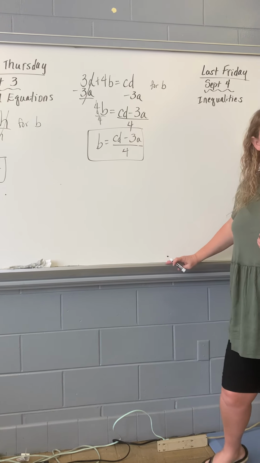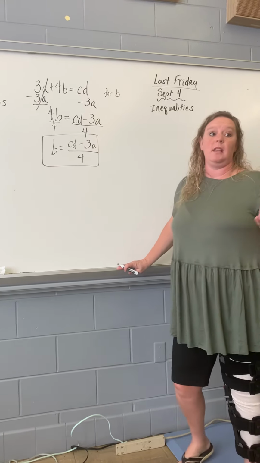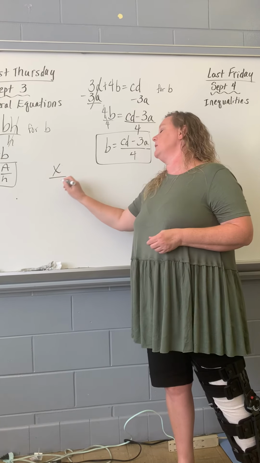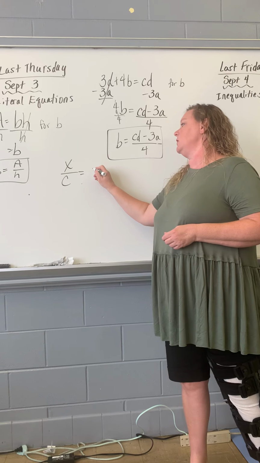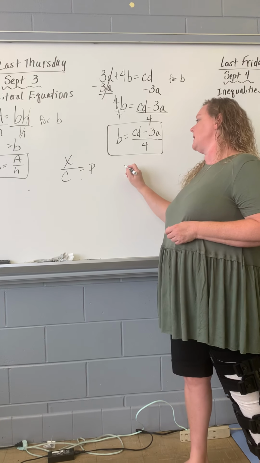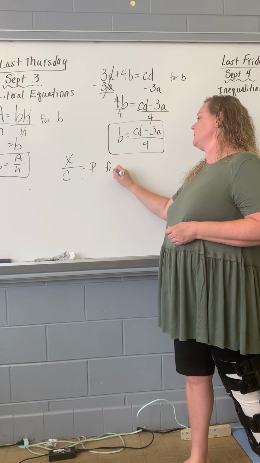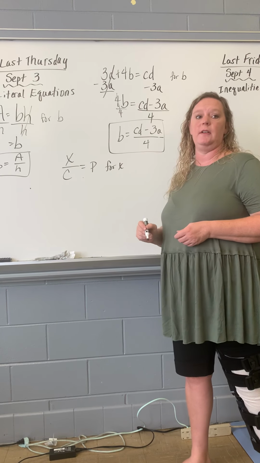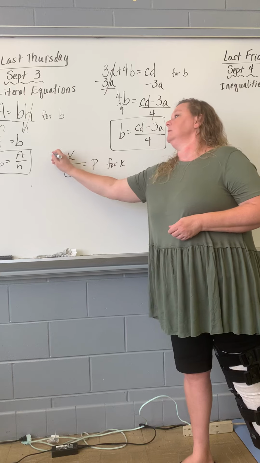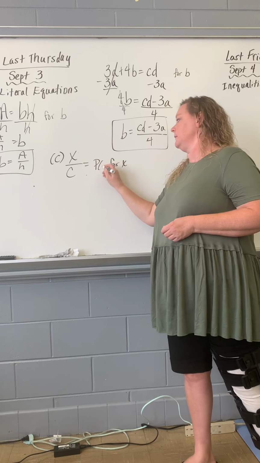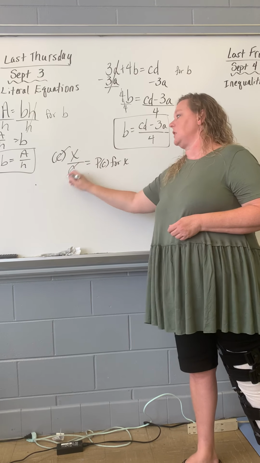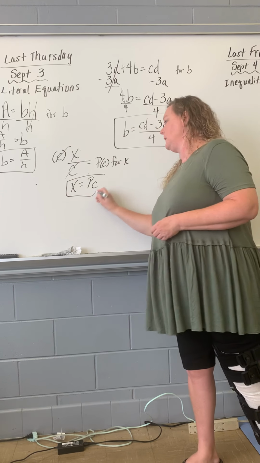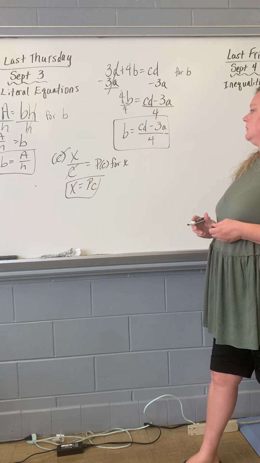They can be more complicated than that, or they can be a lot less complicated. I could give you something simple like this. If I have x over c is equal to p, and I say solve this for x. Okay, this is the divide. So how do I get rid of a divide? Multiply. So the c's are going to cancel out, and you'll have x is equal to p times c. That's a much more simple version.